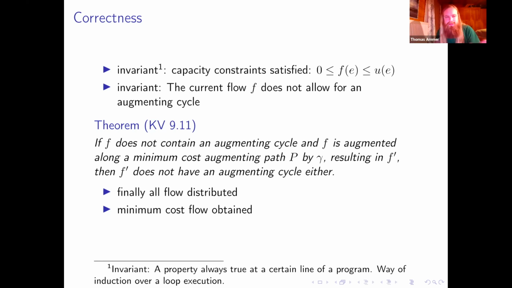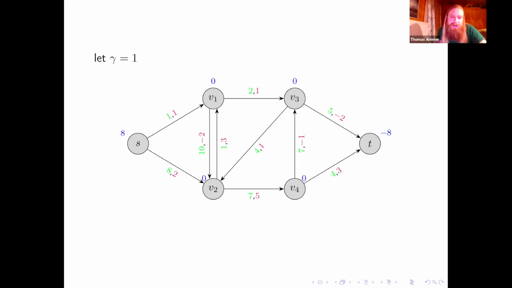So why is the running time of this algorithm bad? Suppose we want to send 8 units of flow from S to T and the gamma value is 1. Then we would send 1 unit of flow from S to T, and then we have balances 7 and minus 7. Another unit, balances 6 and minus 6. Another unit, balances 5 and minus 5.